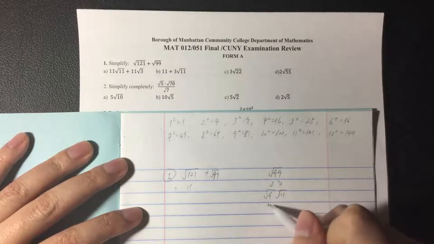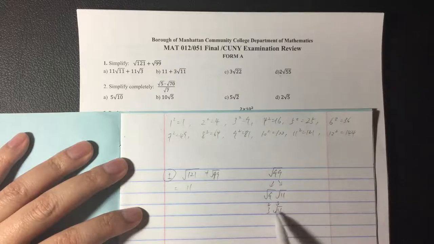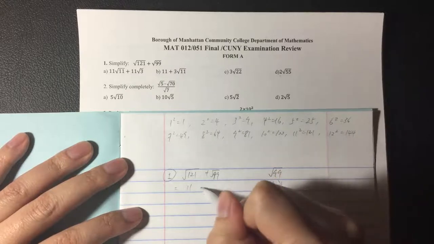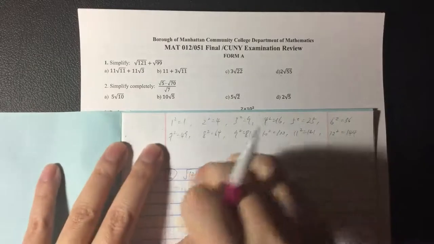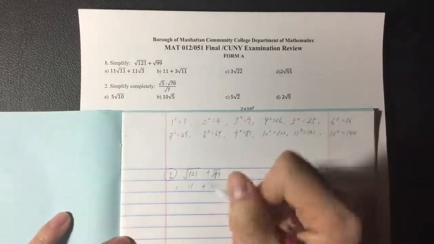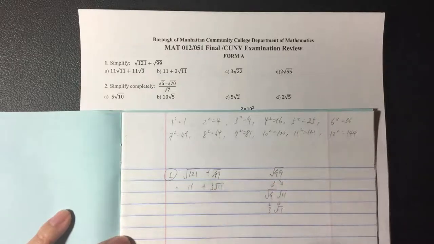Square root of 9 is 3. Square root of 11 stays the same. So square root of 99 is 3 square root of 11. That's in the second term, 3 square root of 11.